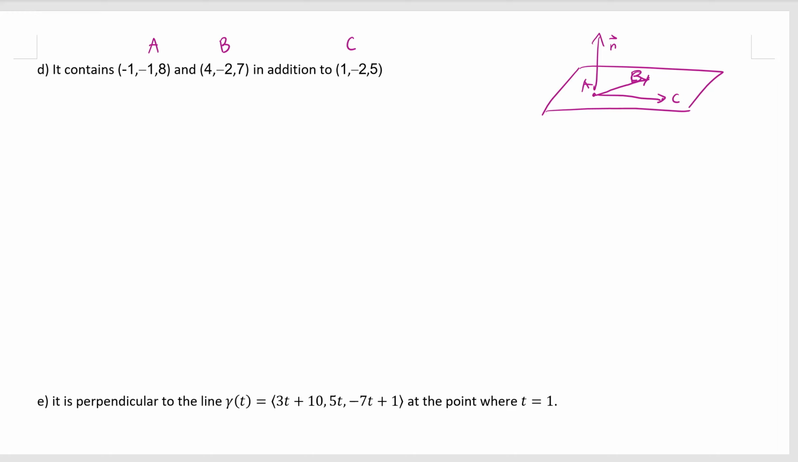Okay, so what is AB? We use B minus A. So 4 minus negative 1 becomes 4 plus 1. Negative 2 minus negative 1 becomes negative 2 plus 1. Oh, let me make this problem more interesting. Let me change this one to 2. Okay.